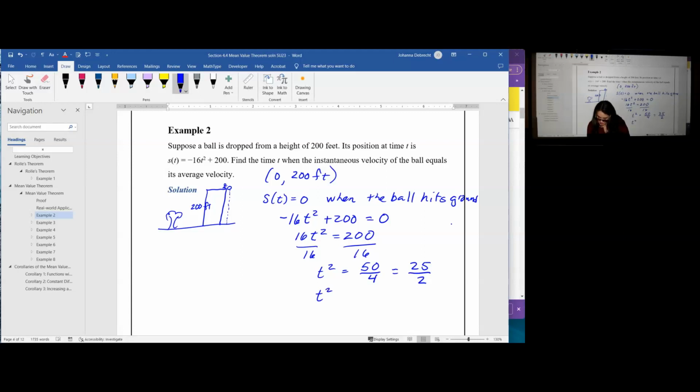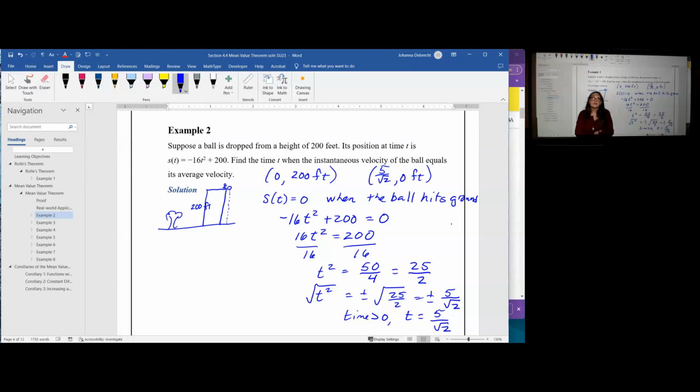Now we can take the square root of both sides of the equation with a plus or minus on the non-variable side. However, we know that time must be strictly positive, and this gives us 5 divided by the square root of 2. Time is greater than 0, so the only time we're interested in is 5 divided by the square root of 2. So I know, for example, at 5 divided by the square root of 2, the height of the ball is 0 feet. I need to find the average velocity.